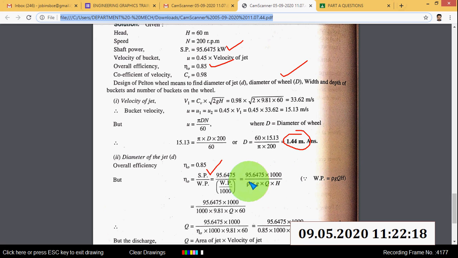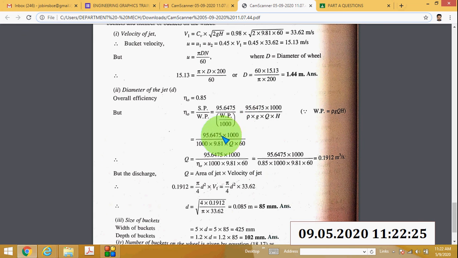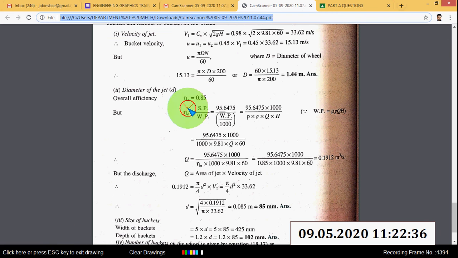So in this you have to substitute the values of everything, and you will get the value of Q. Overall efficiency is given, shaft power is given, rho, g and H you know, so you have to find the value of Q, the discharge. You will get discharge as 0.1912 meter cube per second.